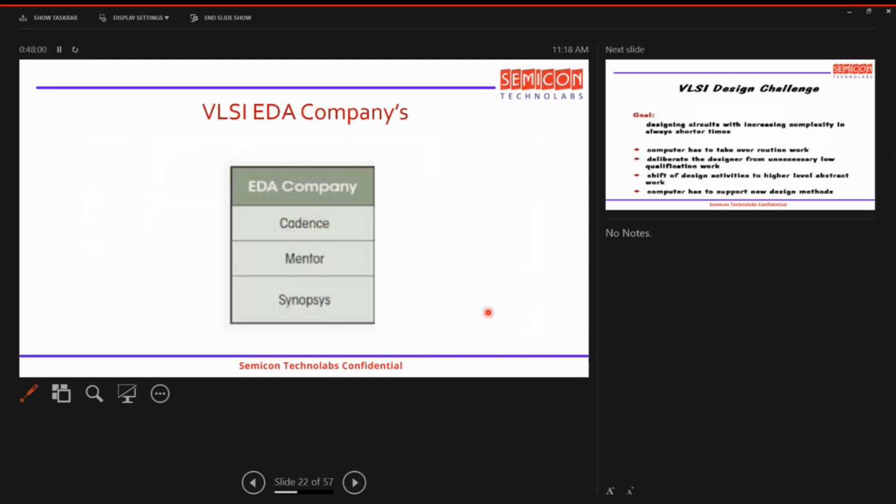And EDA companies, the majority of EDA companies are still limited. We have Cadence, Mentor, and Synopsys. And in our demo, we'll be connected either with Synopsys or with Cadence in order to provide the demo related to EDA tools.